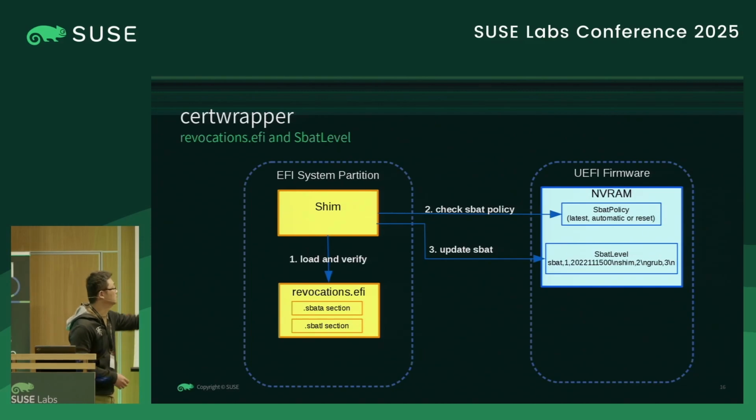So then it will check the policy, then compare the string in the section to the current SBAT level, then update it. If the timestamp is newer than the SBAT level, the SBAT will be updated.